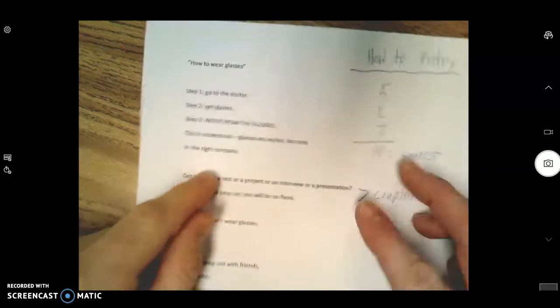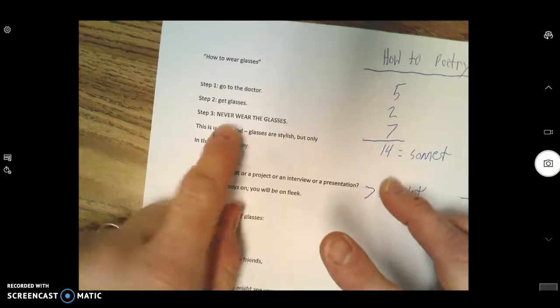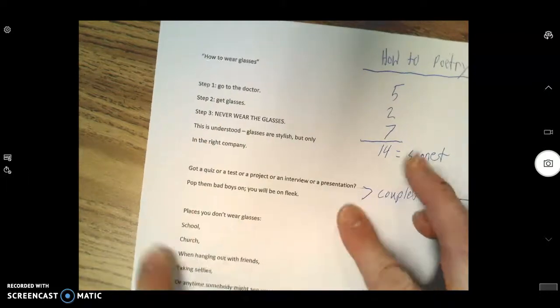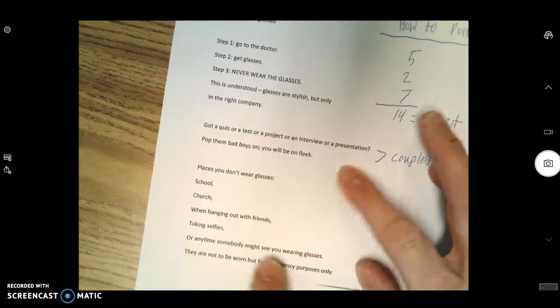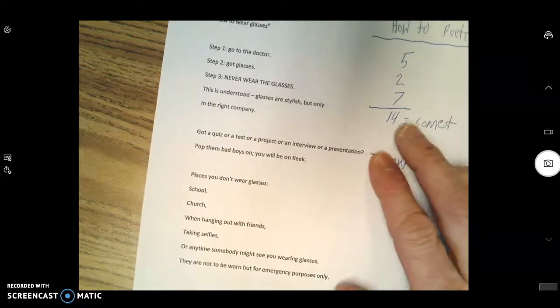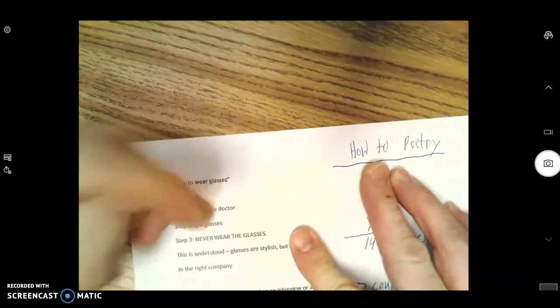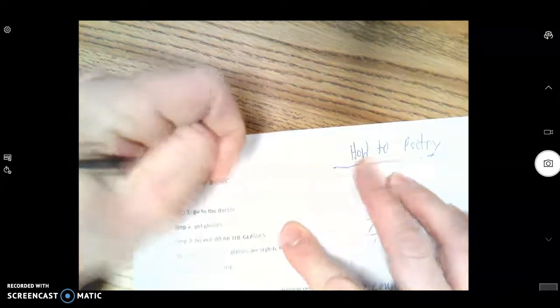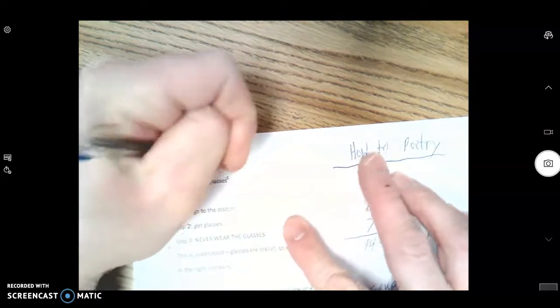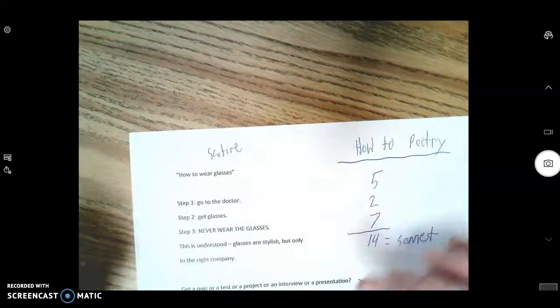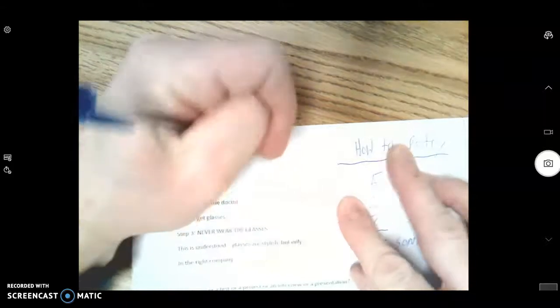Okay, but obviously I'm being funny here because I say never wear the glasses. Wear them to school, but don't actually wear them where somebody might actually see. Hey, if I'm being sarcastic, that means this is considered to be satire, right? Go ahead and write that up there. It's satire. Satire is sarcasm.